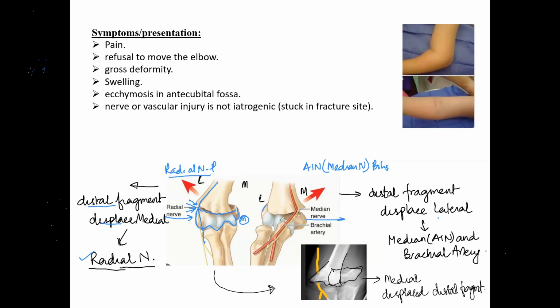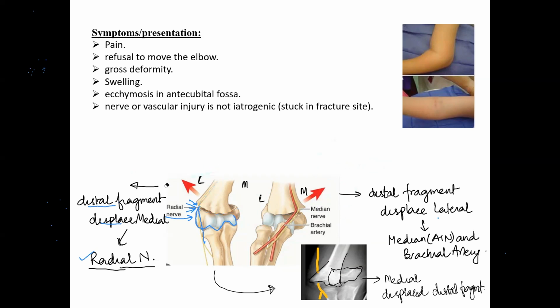If you see, this is your humerus, this is your radius. So the distal fragment has moved here. This fragment has moved laterally. The distal fragment has moved on the radial side laterally. So the anterior interosseous nerve is getting kinked. So the patient will have a presentation of median nerve injury, median nerve or anterior interosseous nerve.